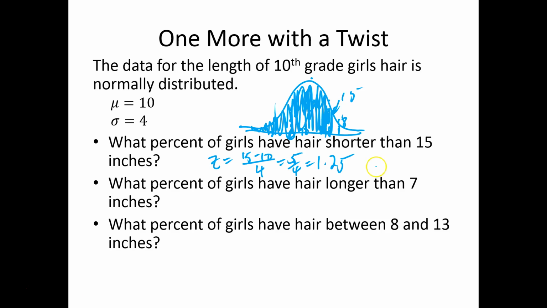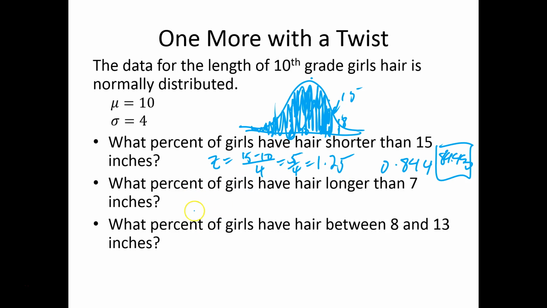Here we go. So 0.844 is the percent of girls, so 84.4%, have hair shorter than 15 inches. Next up, what percent of girls have hair longer than 7 inches?